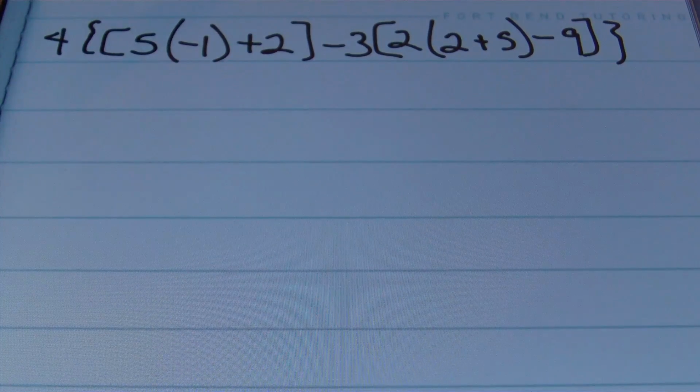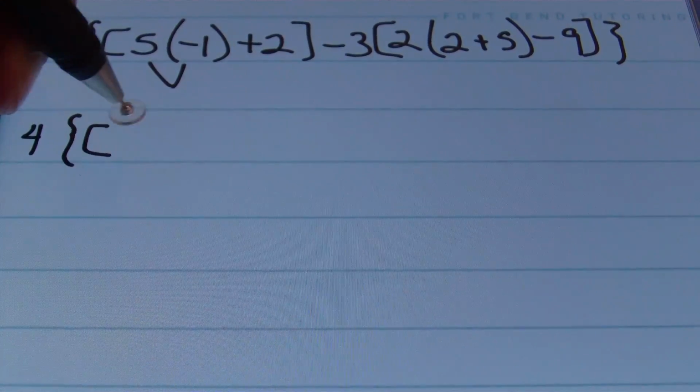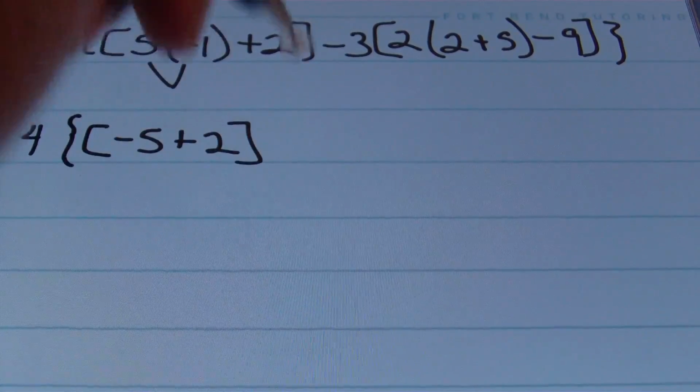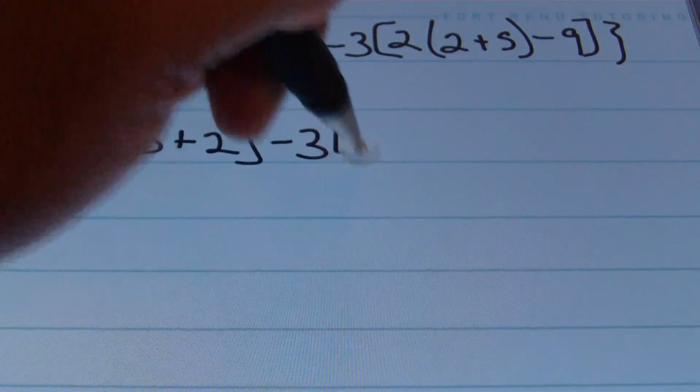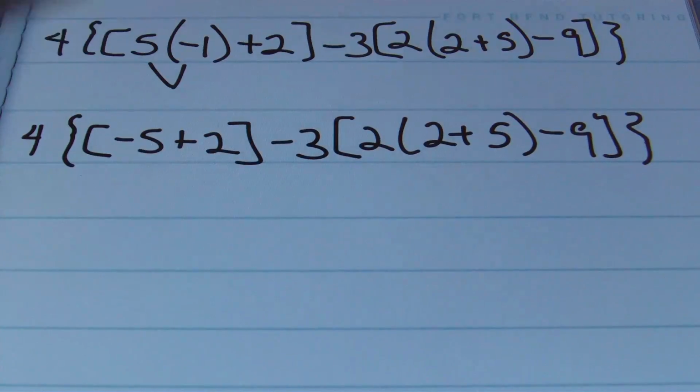Once we've combined the 2 minus 3 to get negative 1, we have multiplication inside of that first set of brackets. So we'll be multiplying next. And that's going to be a brace. This is negative 5 inside of our bracket, plus 2, minus 3, times the quantity of 2 times 2 plus 5 here. All right. Minus 9, close bracket, close brace.